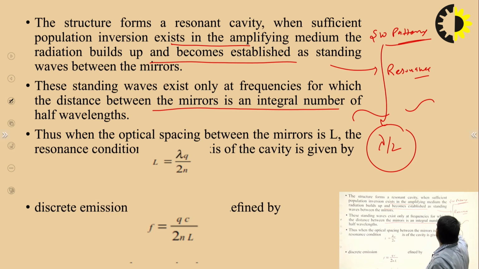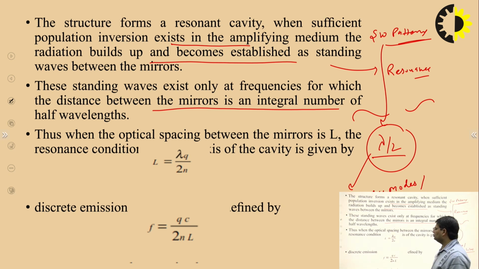These multiple standing wave patterns, available at a gap or interval of lambda by 2, or half of the wavelength, are basically known as laser modes. Laser modes are also known as laser lines.